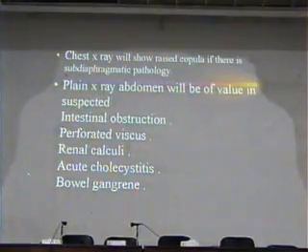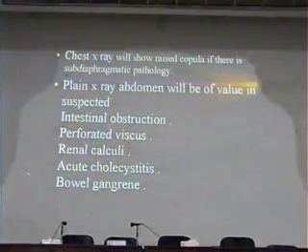Chest X-ray will show a raised copula if there is subdiaphragmatic pathology, and the plain X-ray of the abdomen will be of value in suspected intestinal obstruction, where we have multiple fluid levels. In perforated viscus, we have free air inside the peritoneum. In renal calculi, we can see the shadow. In acute cholecystitis, we can see air inside the gallbladder itself or inside the biliary tree.